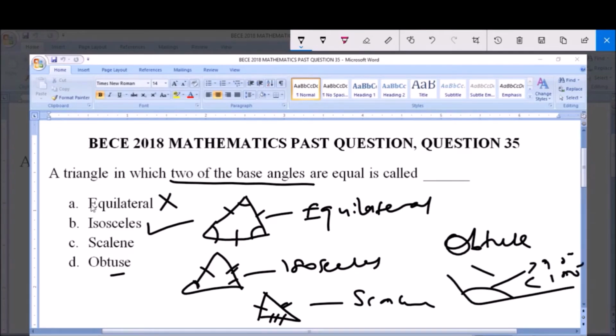Now let's go back to the question. The question says a triangle in which two of the base angles are equal. So therefore, it is isosceles triangle, because the two sides of an isosceles triangle are equal, therefore the two base angles are equal. So our answer to this question is B, isosceles triangle.